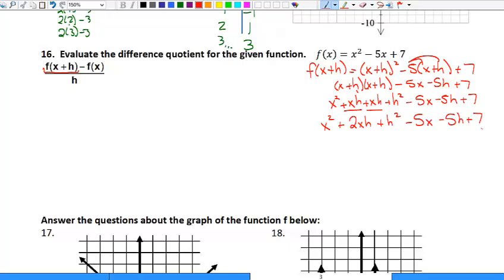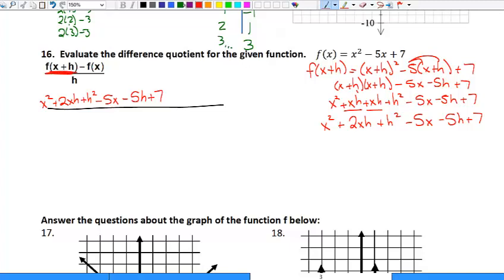Okay, so that was a lot of work, and I have a lot of terms. So I'm going to go ahead and move over x squared plus 2xh plus h squared minus 5x minus 5h plus 7. And all that is just for that first term f of x plus h.